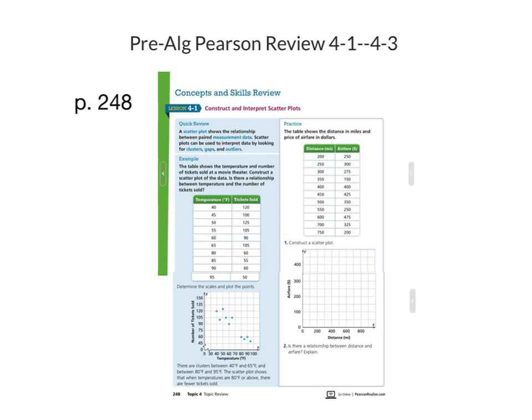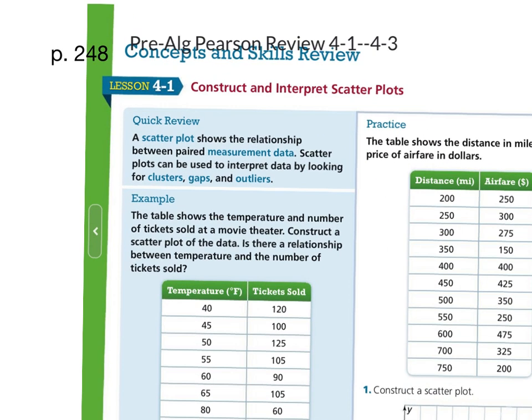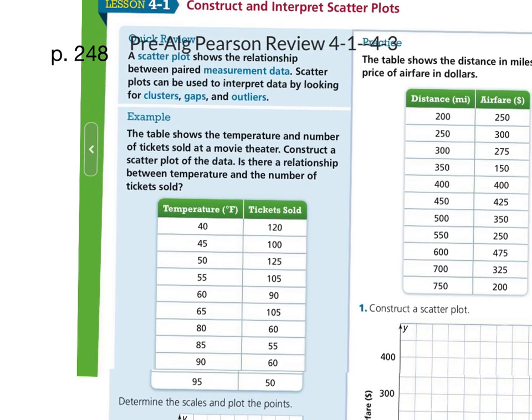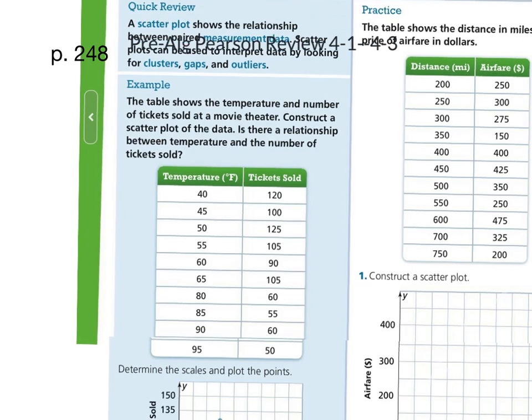Page 248, we look at some things about lesson 4.1, which is on constructing and interpreting scatter plots. So scatter plots, basically we just take information and we put dots on a graph, and then we can analyze the information. Their example off to the left here is maybe a little bit more meaningful of a problem than this other one on the right that we're going to do in a minute. This table shows temperature and number of tickets sold at a movie theater, and they're looking for if there's a relationship between the temperature and the number of tickets sold.